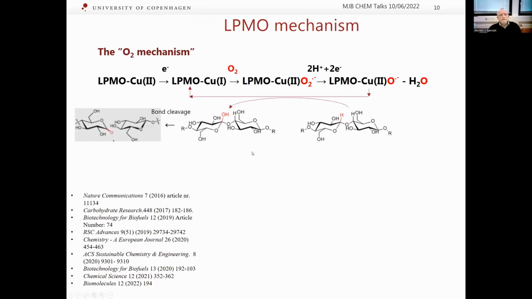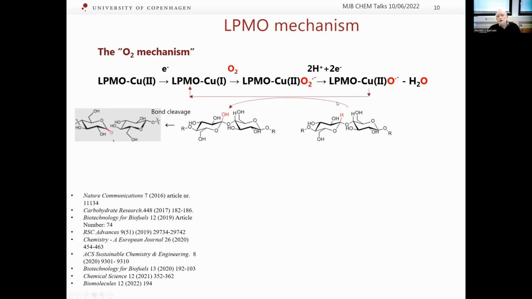When I started into this field, people had developed a model for the reaction where dioxygen was the substrate. It could react with a reduced LPMO, forming a superoxide radical bound to copper 2. And then by some kind of electron donation from other molecules, it could form this copper 2 oxyl species that should be the active one that would take a hydrogen atom, and then it could put back a hydroxide group on the ring system, and then we would have a bond cleavage and we would have the acid formation.